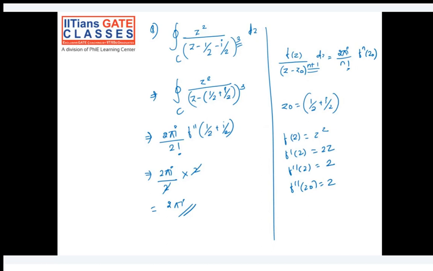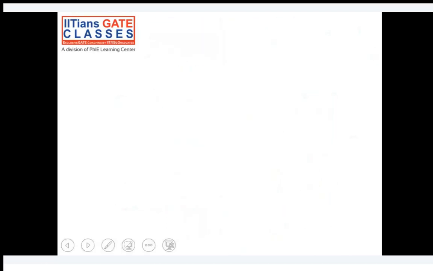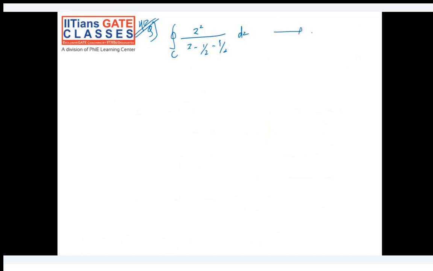Let me give one homework question. Same question I'll give, just a little modification to it. Integration over closed curve C, z square divided by z minus 1 by 2 minus i by 2 dz. So I don't have any power to it now. The answer in this case you should get as minus pi. Very simple question, same as before. We don't have any differentiation here. You should use the formula.